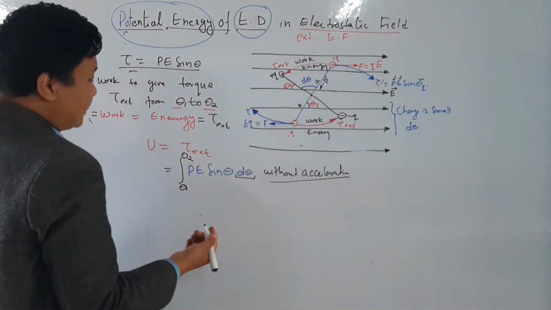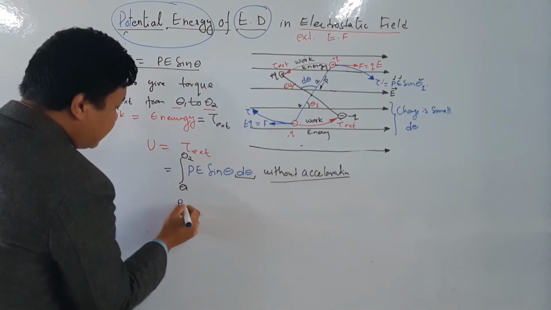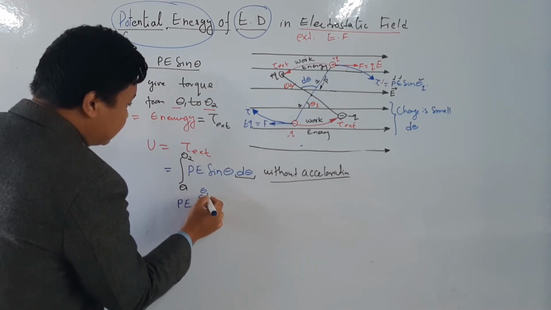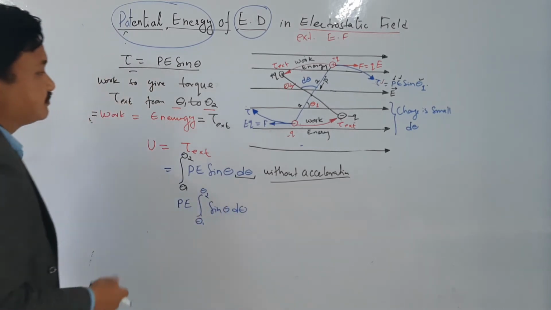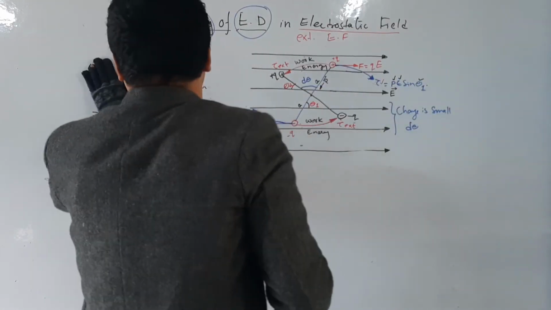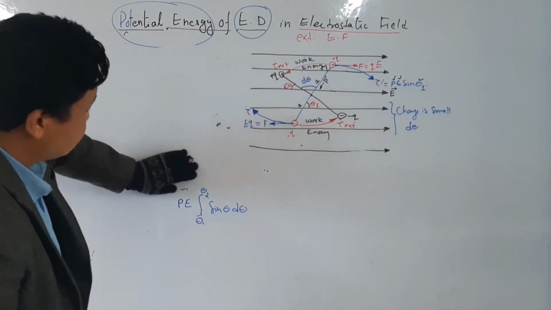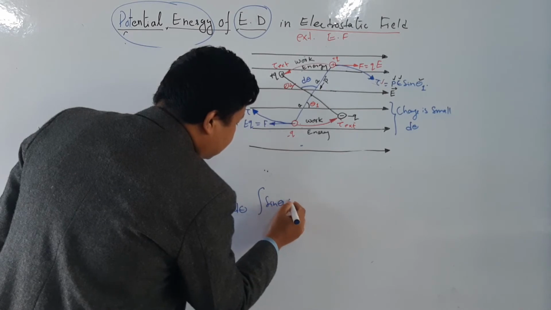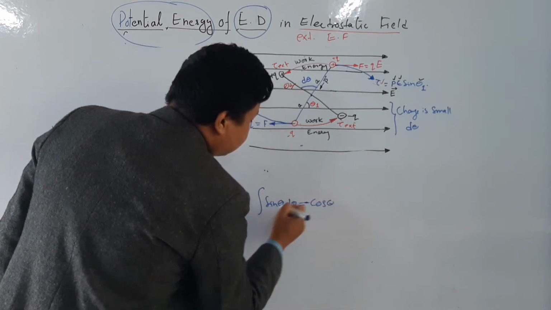So what are the constant terms? P is constant and the electric field is constant. So I will take this P and E outside, and the integration from theta 1 to theta 2 of sine theta d theta. Okay. Now how much is the integration of sine theta? The integration of sine theta d theta is equal to minus cos theta.